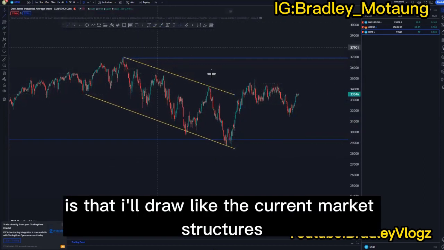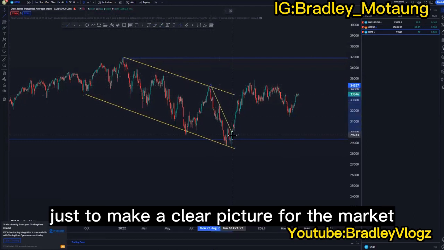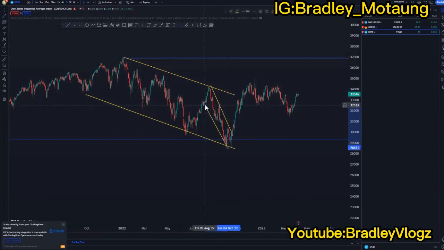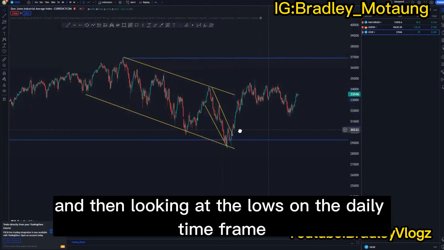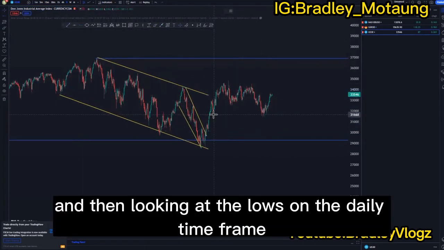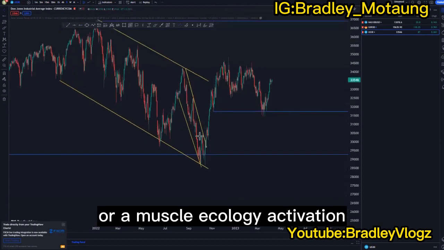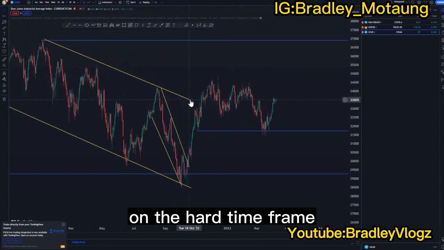And then what I'll do is draw the current market structures just to make a clear picture for the market. And then this is the descending channel that we have. But then this area here, just like that. And then looking at the lows on the daily time frame, you can see that we have a double bottom or a mass psychology activation on the higher time frame.